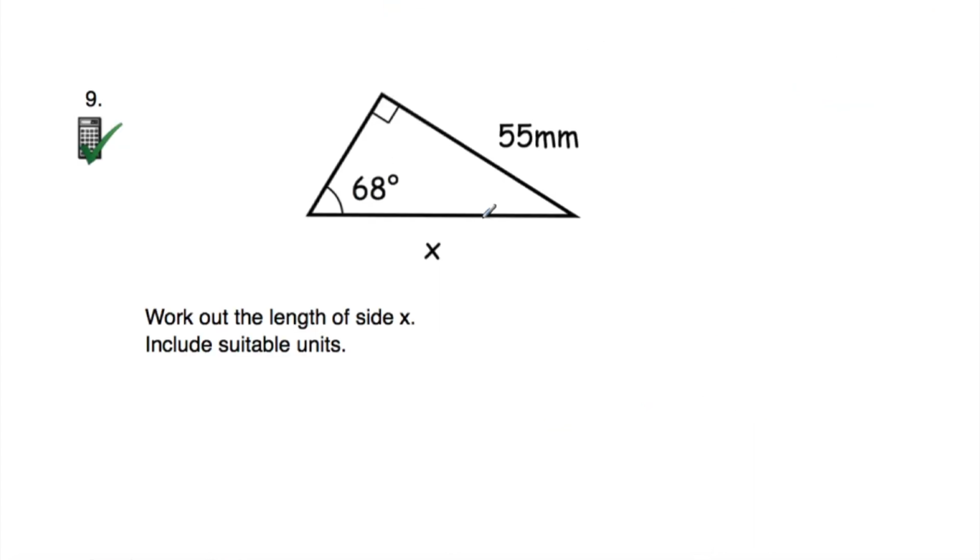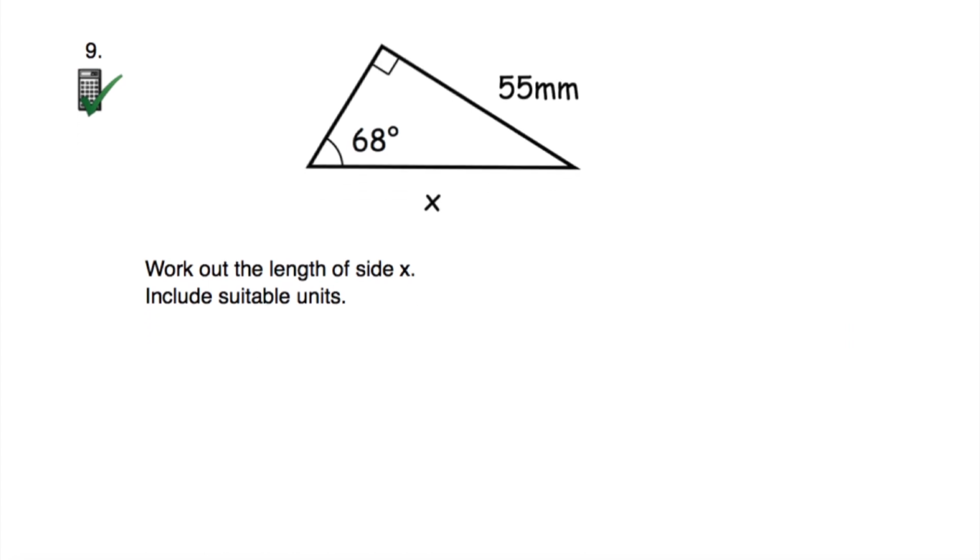And that's it. Okay, let's have a look at our next question, question number 9. So question number 9, we've got a right angle triangle, and it's just been turned slightly, so it's still a right angle triangle.